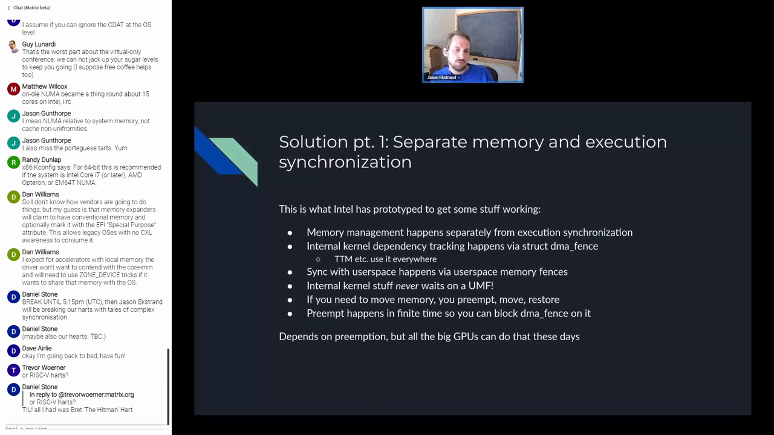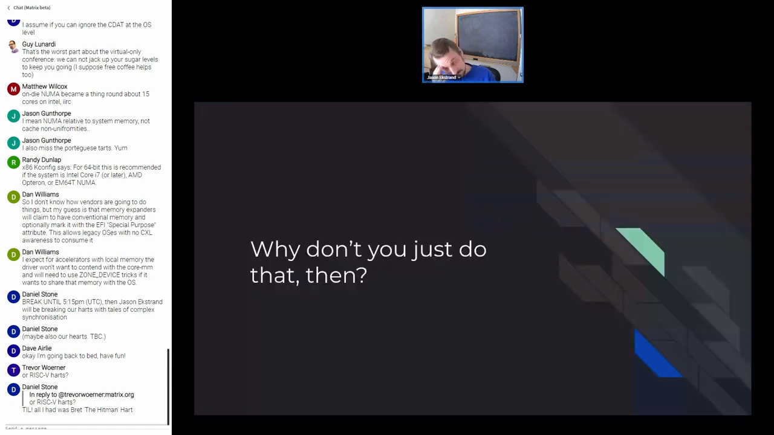And this is what we're doing effectively right now for ULLS. Well, not quite, but it's where we're headed. And we're pretty sure this is implementable and it works. Okay, so we should do that.